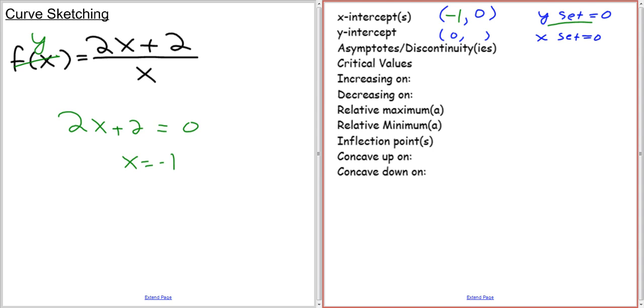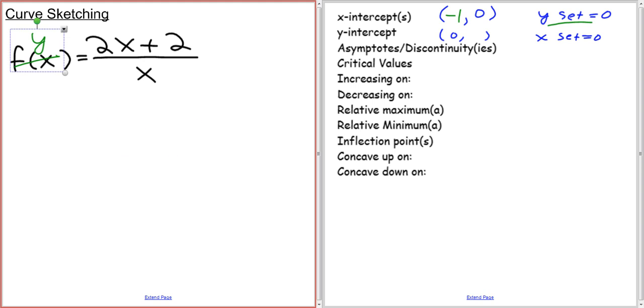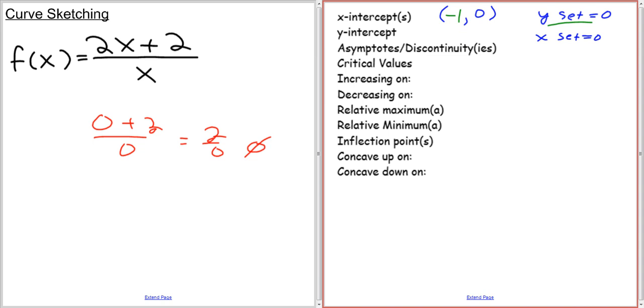Let's go to the y-intercept. For the y-intercept, we have to set our x equal to 0. So if we set our x equal to 0, we get 0 plus 2 over 0. We get 2 over 0, which is undefined. So I don't think there is a y-intercept. It's not defined, it does not exist, DNE, so I would say not applicable.